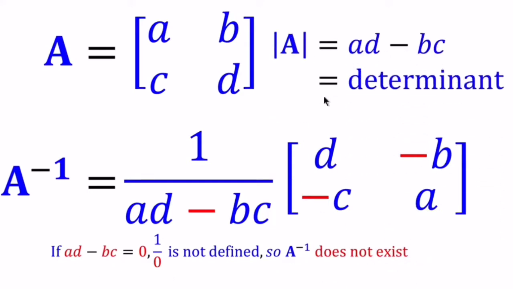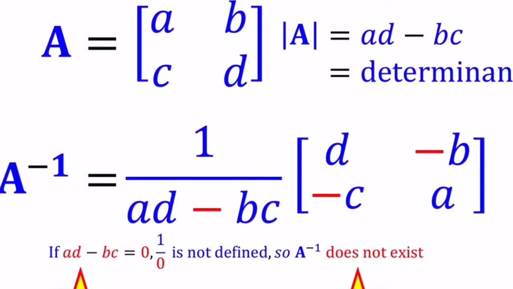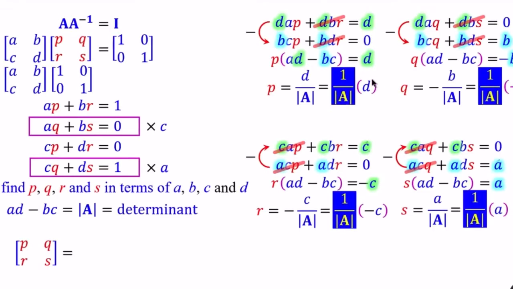If it is equal to 0, that means the inverse does not exist. So AD minus BC is actually the determinant of the matrix. It can determine whether the inverse matrix exists or not. If AD minus BC is equal to 0, that means the inverse matrix cannot be determined. So the concept is that the inverse matrix times the matrix is equal to the identity matrix.